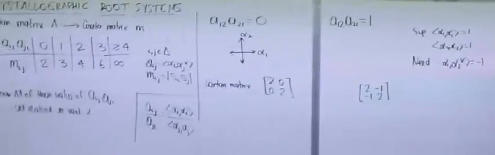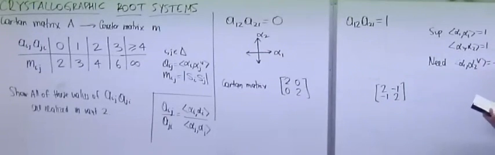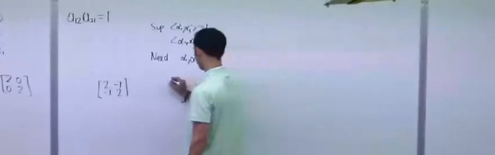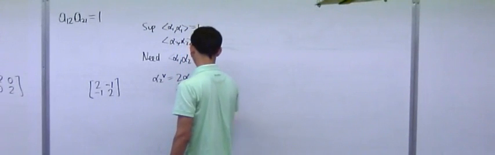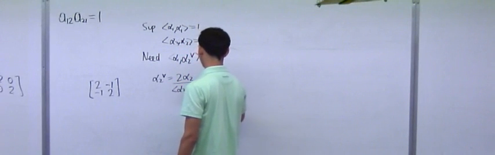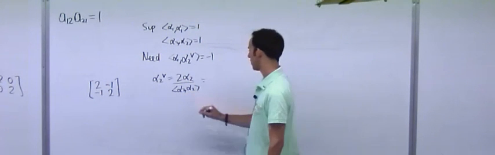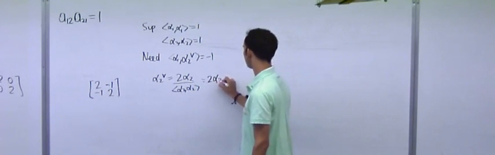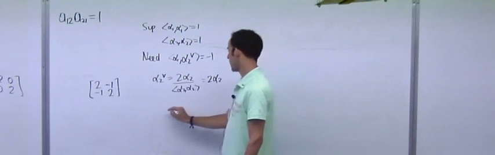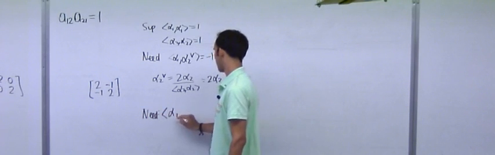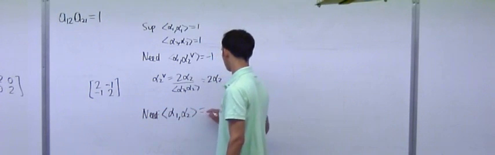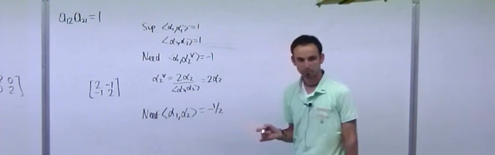Okay? Now, what is alpha 2 check in this case? Well, alpha 2 check is 2 alpha 2 divided by norm of alpha 2, which is 1. So it's 2 alpha 2. Okay? So that means that what I need is that alpha 1 comma alpha 2 should be -1/2. Okay?